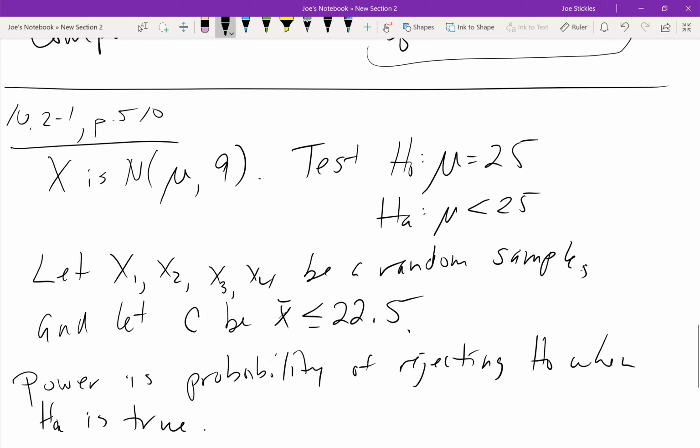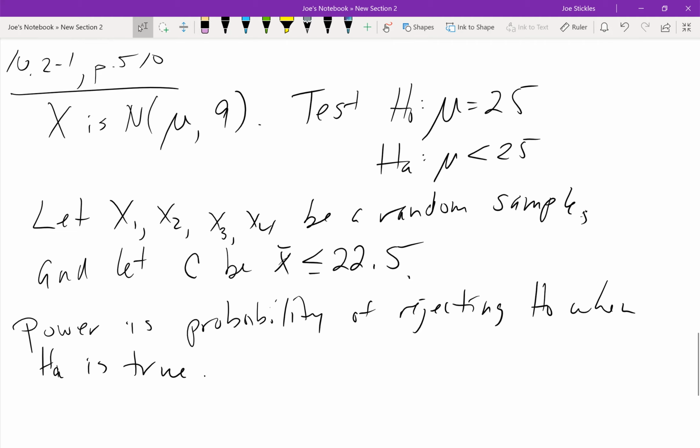Remember that our probability of a type 2 error, remember type 2 error was not rejecting when you're supposed to? So this is the complement of that, right? This is rejecting when you're supposed to. Okay, so the power is 1 minus the probability of your type 2 error. Okay? We agree? All right. So we think about this in this particular case.